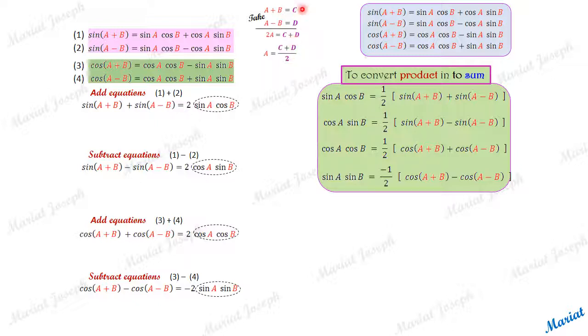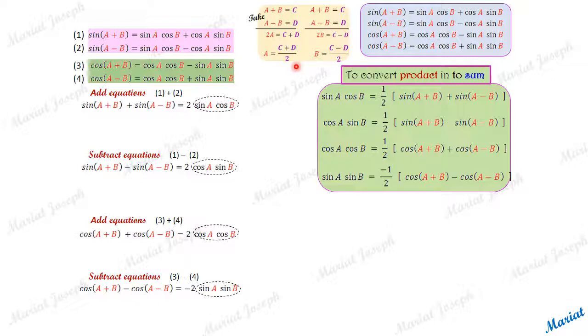These two equations, if you add, 2A equal to C plus D, A equal to C plus D by 2. And if I subtract these two equations, I have 2B equal to C minus D. Look, A cancels, B minus B is 2B equal to C minus D, and B equal to C minus D by 2.